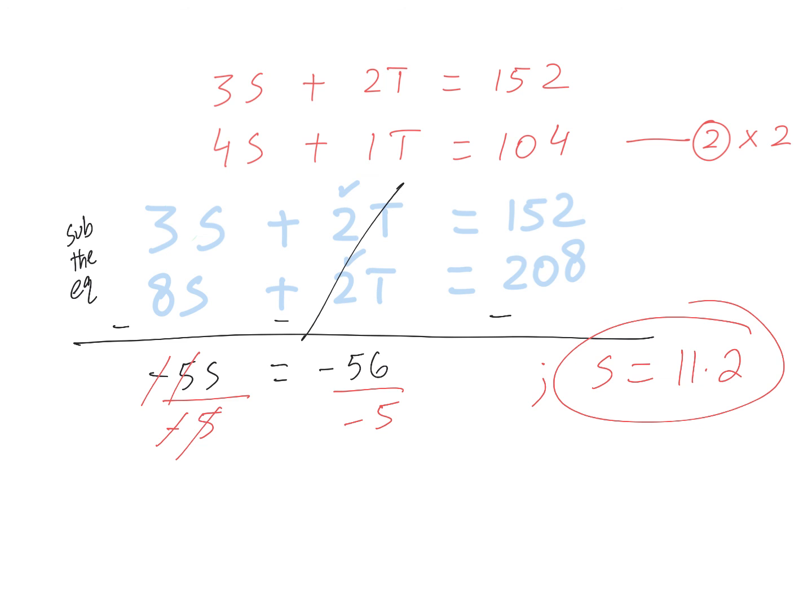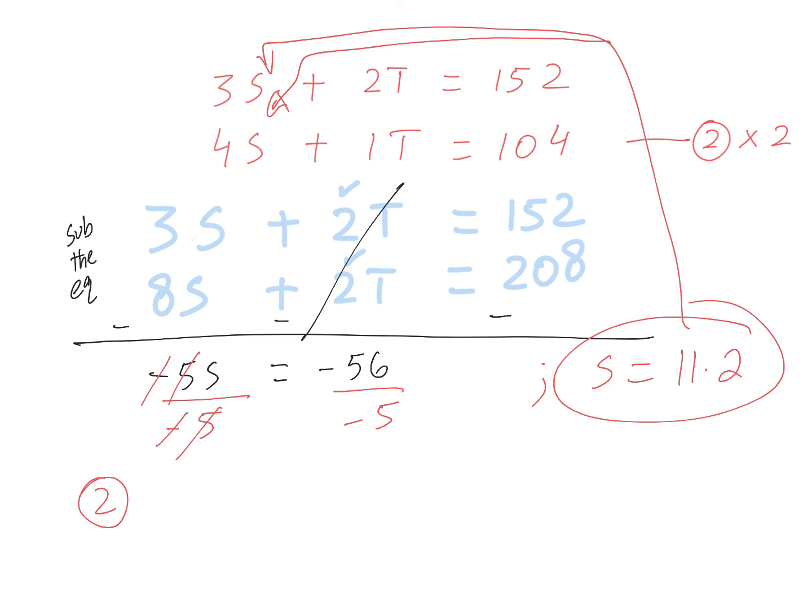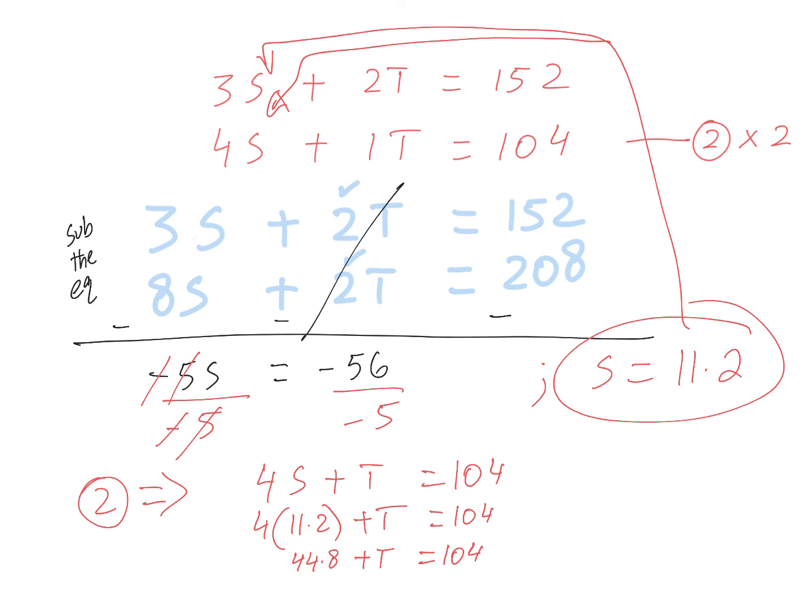And then to find t, you can plug in s over here or here. So I'm going to use the second equation just to make it easier for me because that's already in terms of t, so I'm solving lesser. So 4 times 11.2 plus t is equal to 104. 44.8 plus t is equal to 104 minus 44.8, which is 59.2.